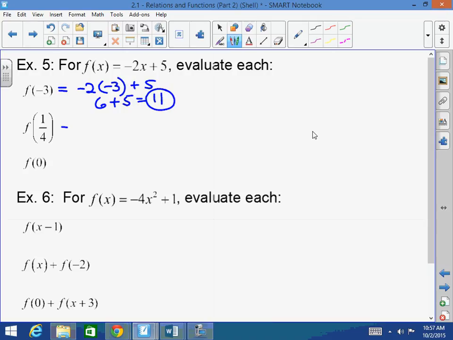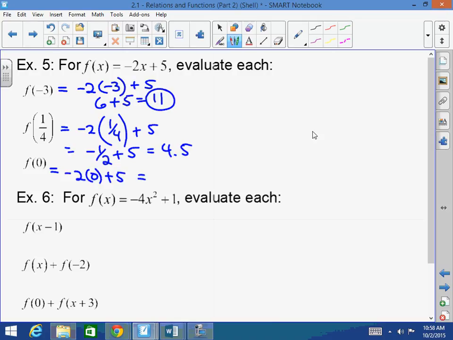f of 1/4. Well, this equals negative 2 times 1/4 plus 5. This is going to equal negative 1/2 plus 5. Negative 1/2 plus 5 is 4.5. f of 0, I replace the x with a 0. So this will equal negative 2 times 0 plus 5. Negative 2 times 0 is 0, plus 5 is 5.